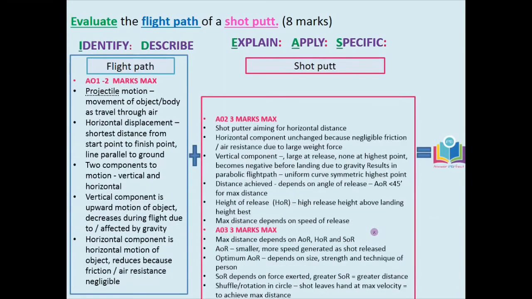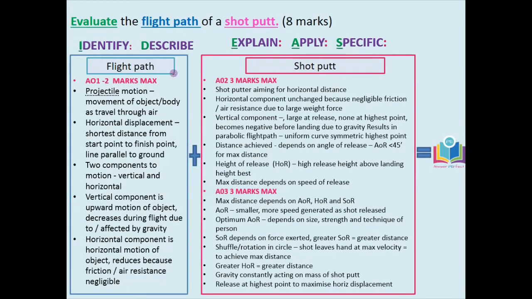So let's have a look then. So if we head over then to the blue box, and we'll have a look at the AO1, the identify and the describe section. Now it's 8 marks, so it's only worth 2 marks maximum. So what's projectile motion? That's the movement of an object or body as it travels through the air. Horizontal displacement is the shortest distance from the start point to the finish point in a line that is parallel to the ground. There are 2 components to motion, that's vertical and horizontal.